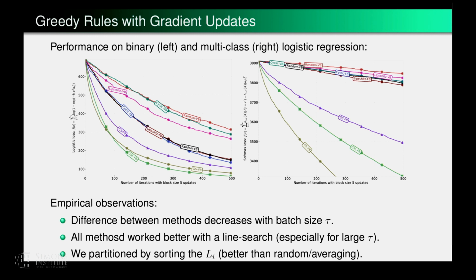These differences get smaller as the batch size gets bigger. So the more things you're updating at once, the less it matters what rule you use. All methods work better if you do a line search or if you have the optimal step size.